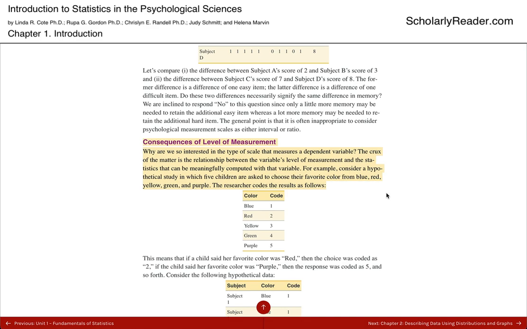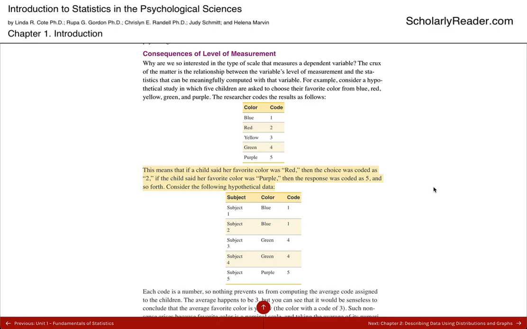For example, consider a hypothetical study in which 5 children are asked to choose their favorite color from blue, red, yellow, green, and purple. The researcher codes the results as follows. Blue is coded as 1, red is coded as 2, yellow is coded as 3, green as 4, and purple as 5. This means that if a child said her favorite color was red, then the choice was coded as 2. If the child said her favorite color was purple, then the response was coded as 5, and so forth. Consider the following hypothetical data.